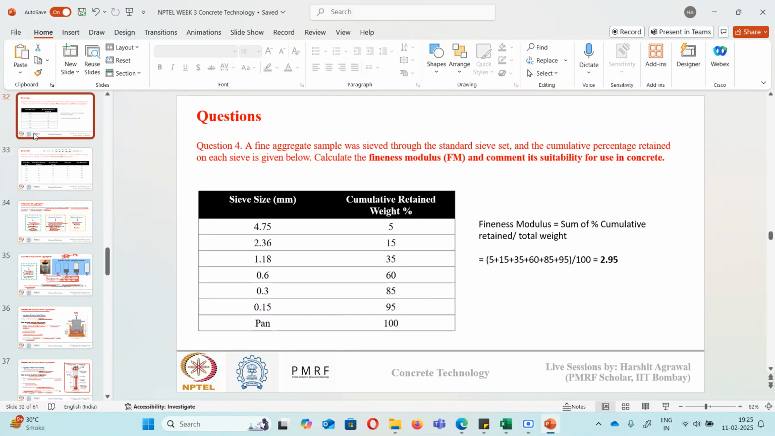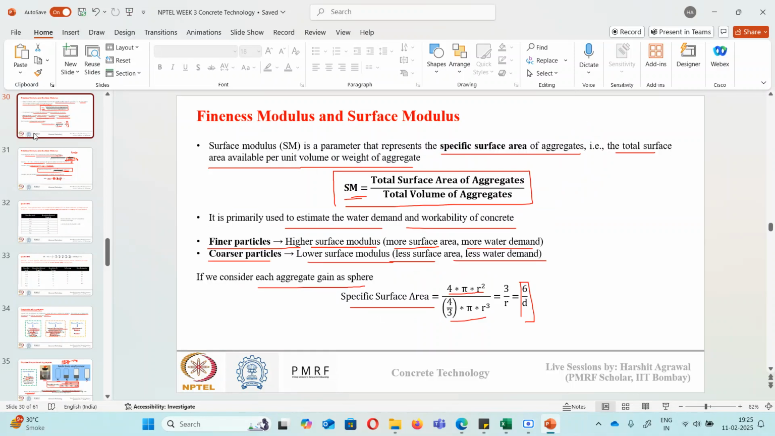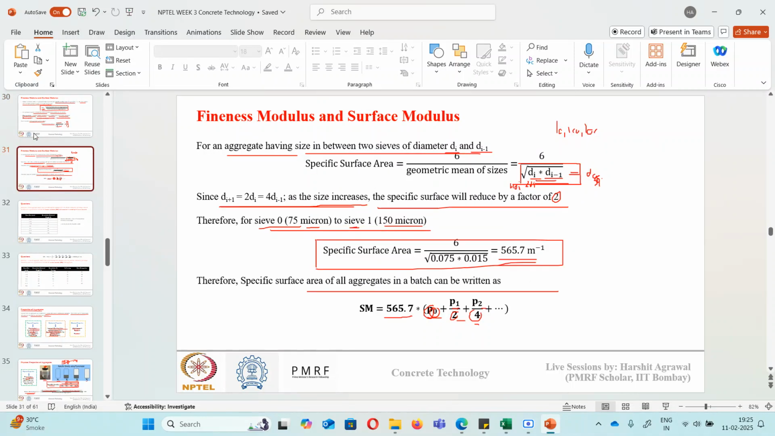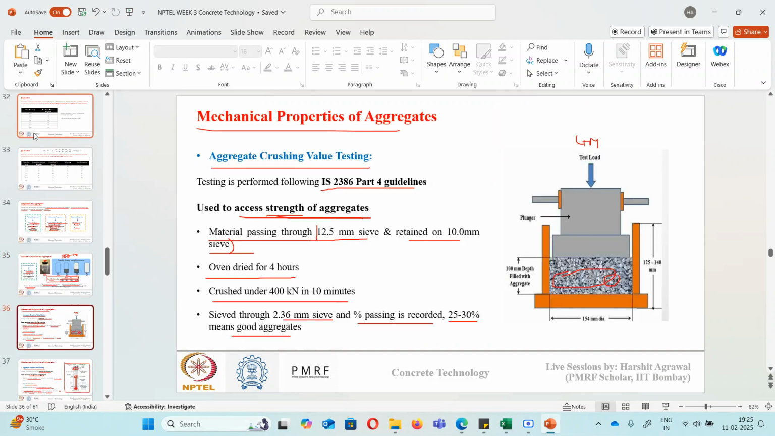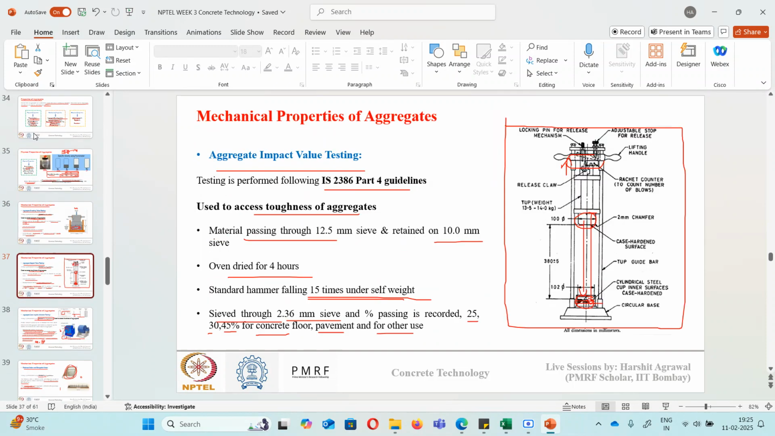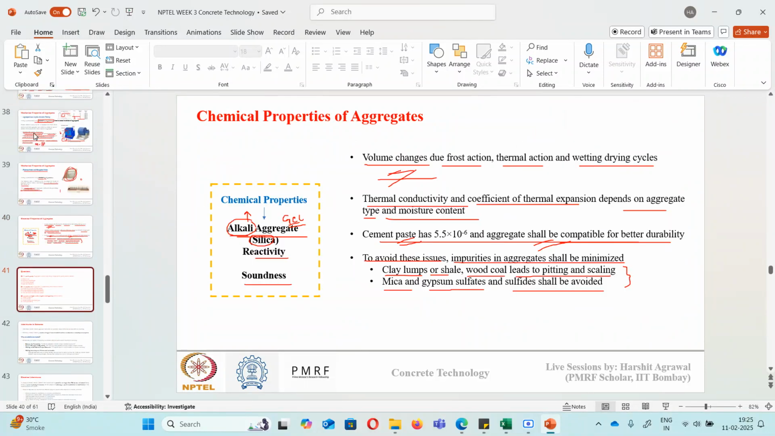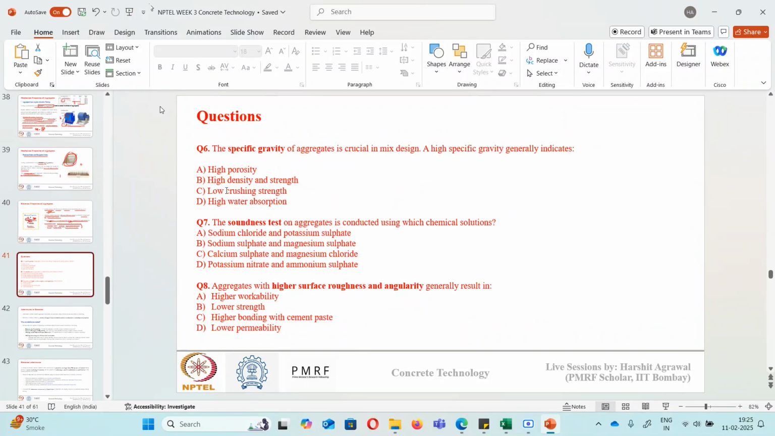Just try to read this slide again, the slide where we discuss surface modulus, how this formula came up, and then do this question on your own, you will get the answer. Just go through this content again. You will have the session recording available with you. Just go through this session again, and if still it is not clear, then ask me, I will tell you. For now just focus on these three questions.